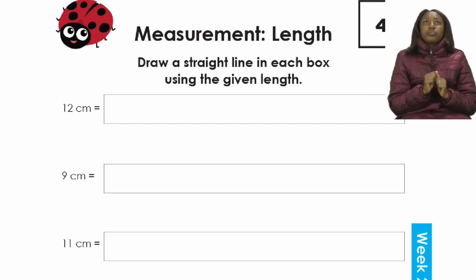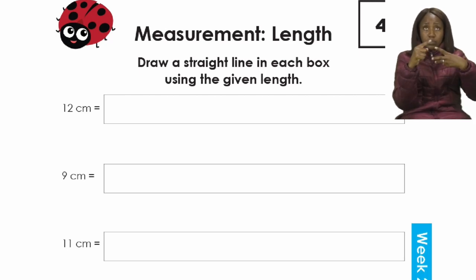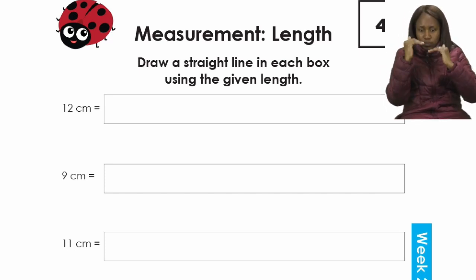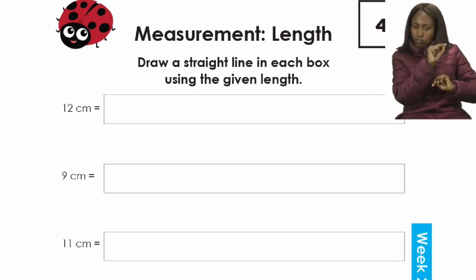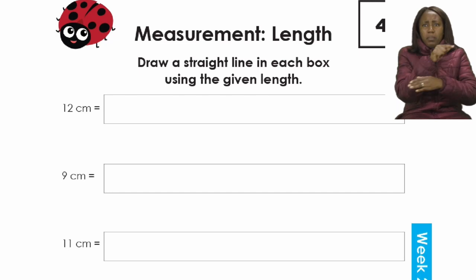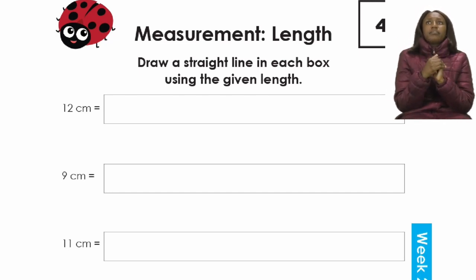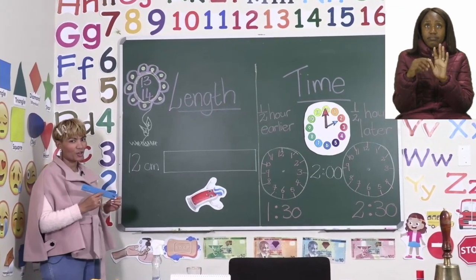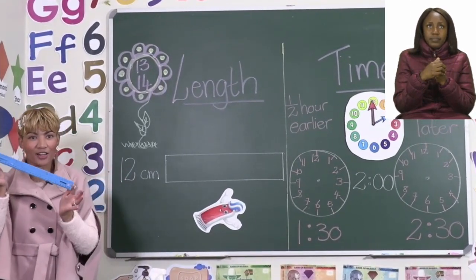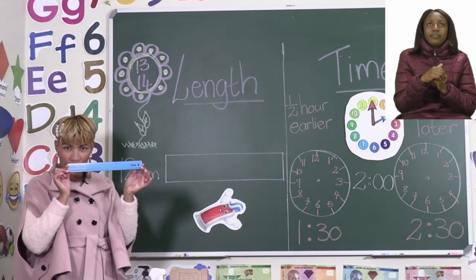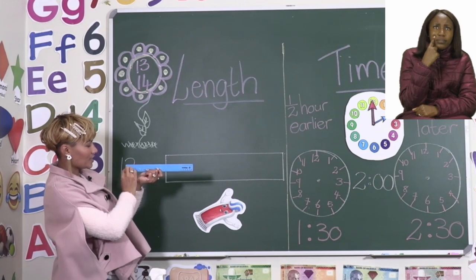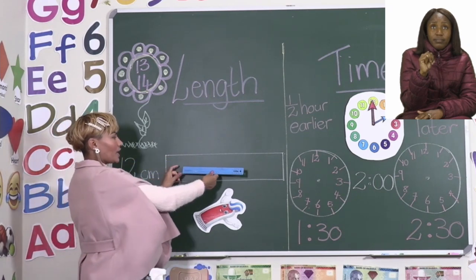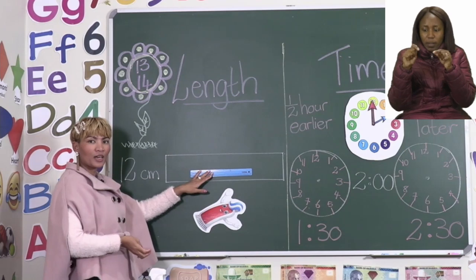You will see there are 3 boxes. One has to have a line of 12 centimeters, then 9 centimeters, and then 11 centimeters. Now, how are you going to draw your lines? On the board, I put up an example and I am going to do the first one of 12 centimeters with you. Boys and girls, what you can do here is get yourself a ruler. On your ruler, you will see it has a side that says centimeters. So you take the ruler and then you can put it nicely in the middle of the box.